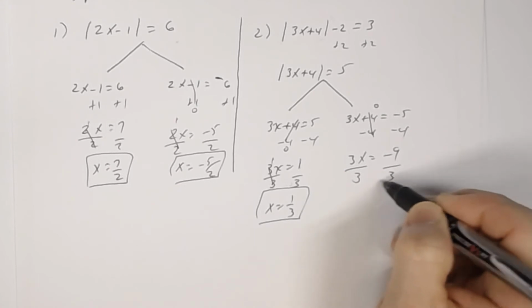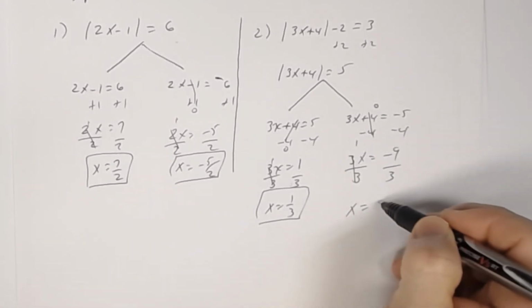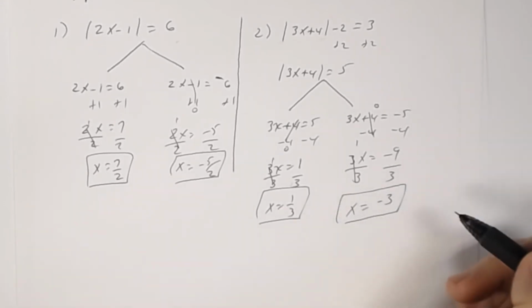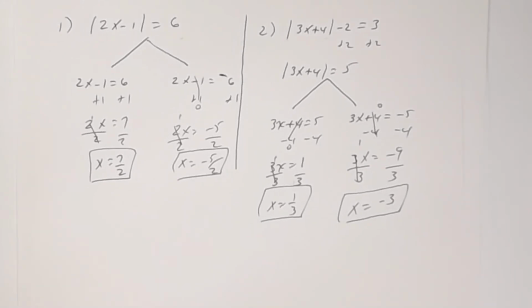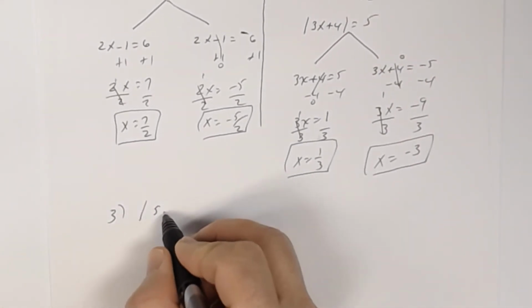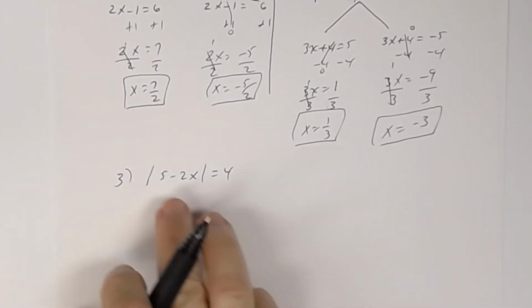Divide both sides by 3. I get 3 divided by 3 is 1. 1 times x is x. So I get x to be a negative 3 because negative 9 divided by 3 is a negative 3. Okay? All right, number 3. Number 3, I have the absolute value of 5 minus 2x is equal to 4. So again, the absolute value expression is already by itself.